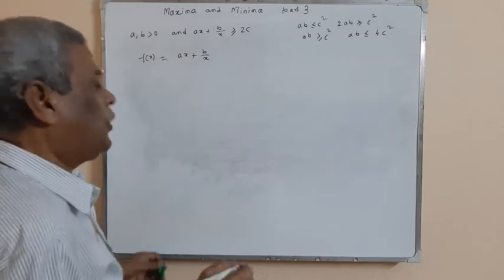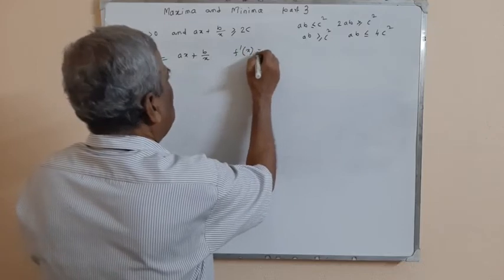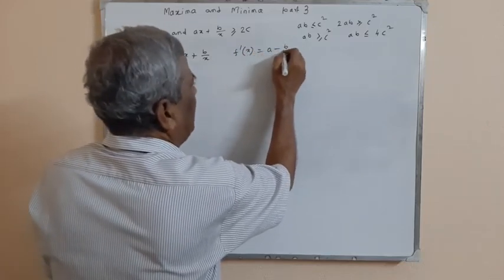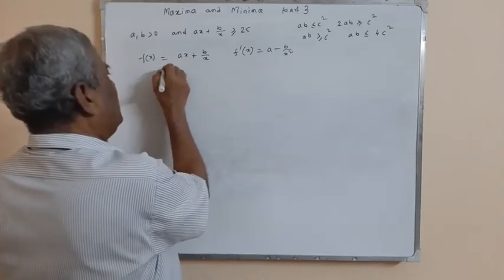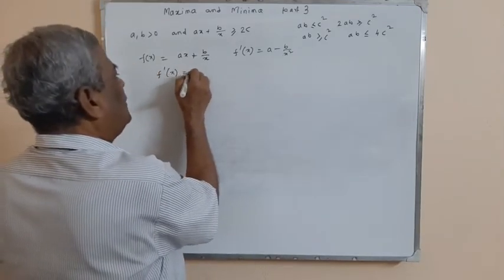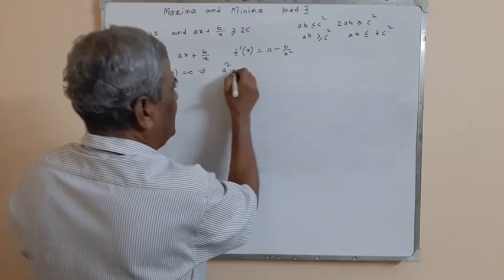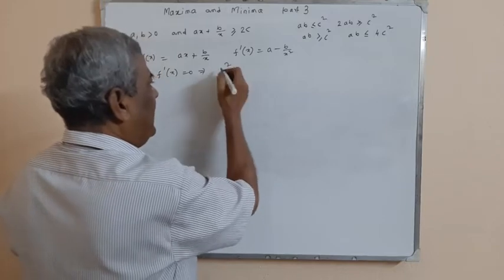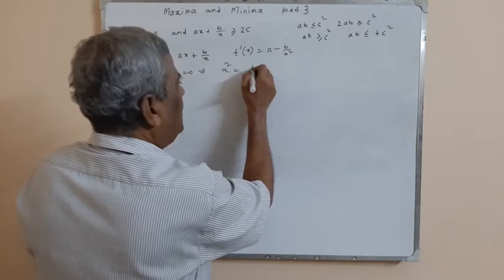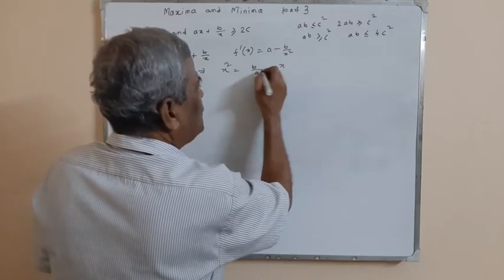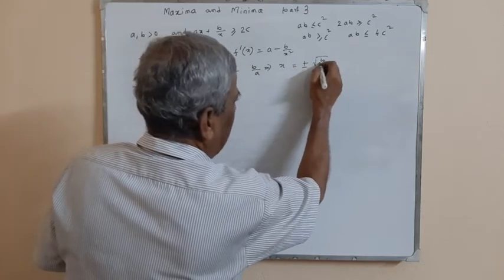For maximum or minimum, in this case minimum, f dash x is equal to a minus b by x square. That is, f dash x is equal to 0. It gives x square is equal to b by a. So x is equal to plus minus root b by a.